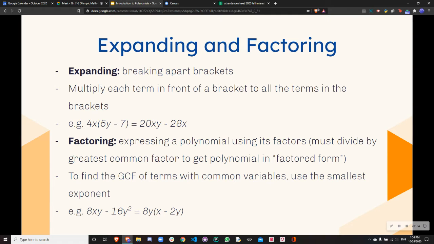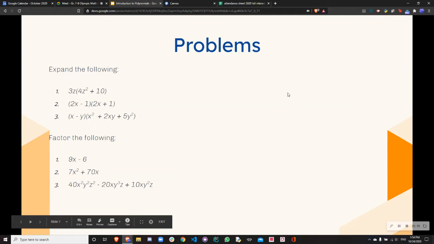And when you factor that out, you get 8y times, in brackets, x minus 2y. So that's how you factor that polynomial. Are there any questions? No questions? Hopefully this is clear as mud.